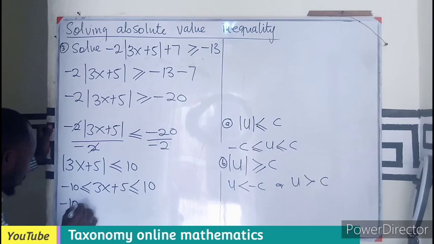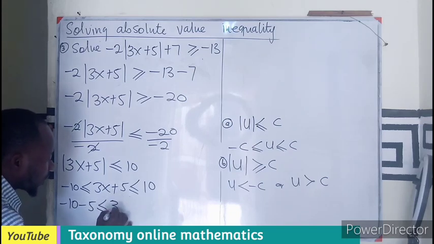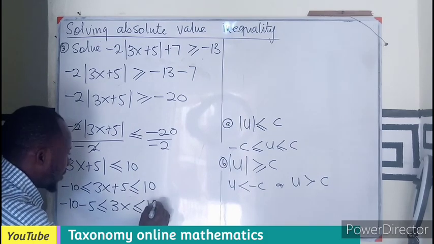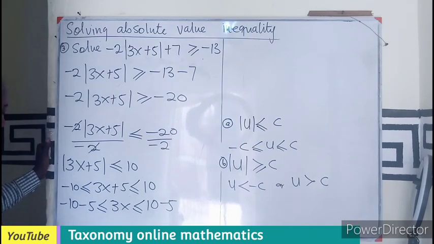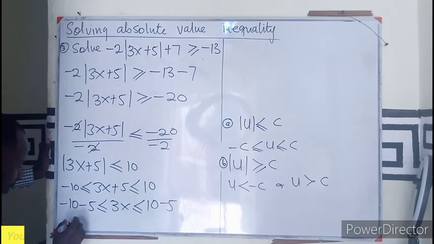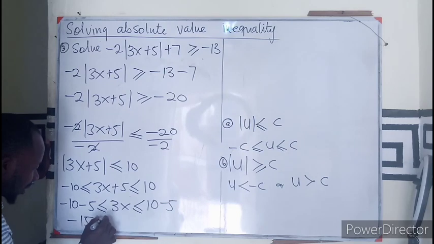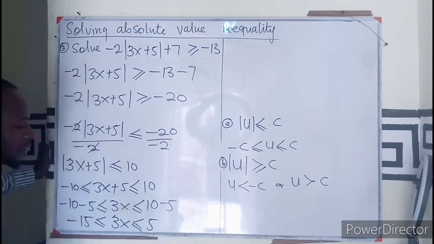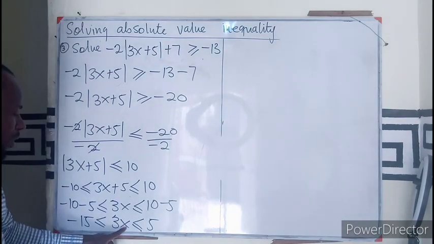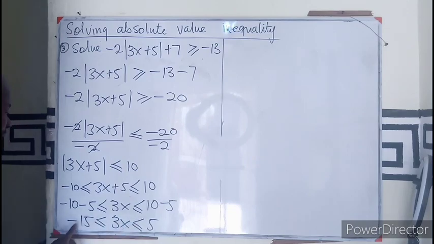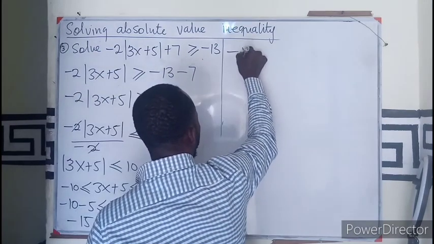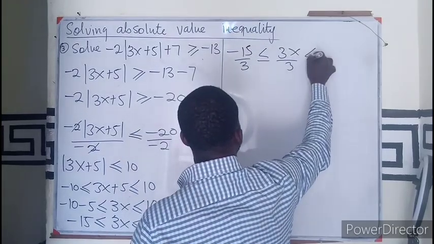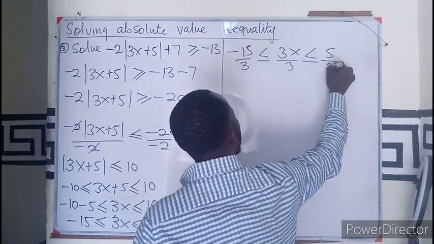So -10 minus 5 less than or equal to 3x plus 5 minus 5, which is 0, so less than or equal to 10 minus 5. What do you think we can get here? Negative will be -15, right? Less than or equal to 3x less than or equal to 5. We still need the x to be alone. So we divide all three sides by the coefficient. So -15 over 3 less than or equal to 3x over 3 less than or equal to 5 over 3.